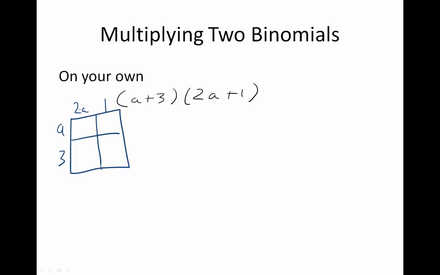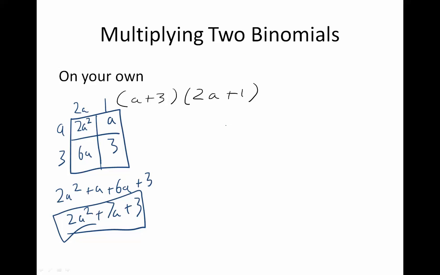So a times 2a makes 2a squared. 3 times 2a makes 6a. a times 1 makes a. 3 times 1 makes 3. 2a squared plus a plus 6a plus 3 makes 2a squared plus 7a plus 3. Final answer right there.